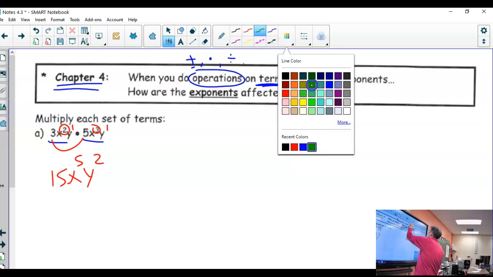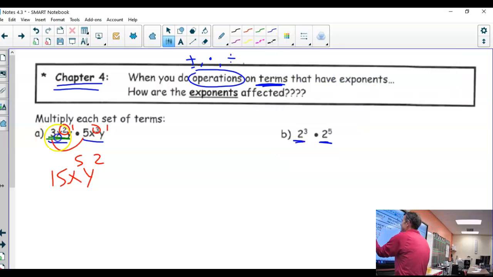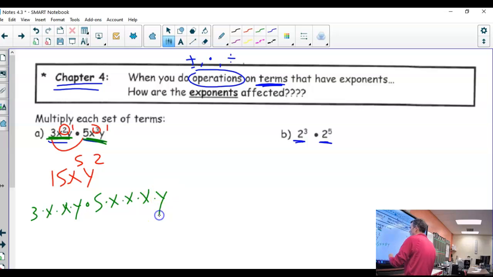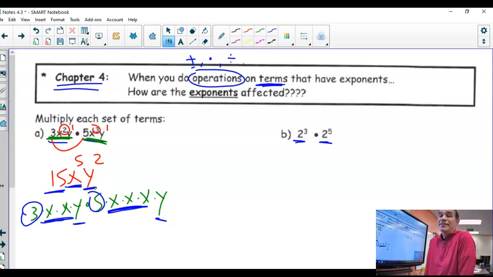you could get the answer by taking this thing and going, that's 3 times x times y. And you could take this thing by doing 5 times x times x times x times y. And then you could get the answer, right? So 3 times 5, that's the 15. I've got 2 x's there and 3 x's there. That's the x to the 5th. And I've got a y and a y. That's the y times y is y squared, y to the 2nd power.